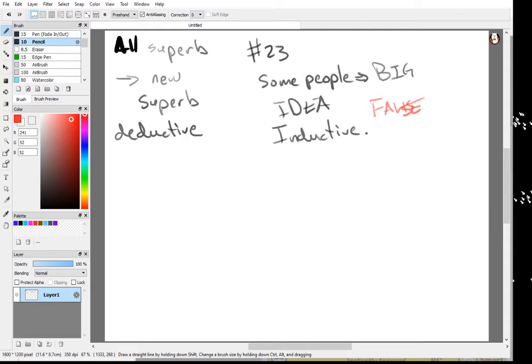Premise, number 24 here: if I eat ice cream, I gain weight. If I eat cake, I gain weight. So the conclusion is eating desserts causes me to gain weight. I can kind of see that.